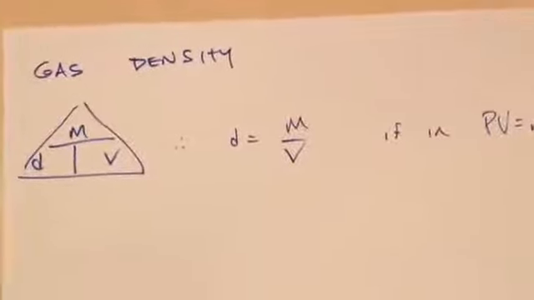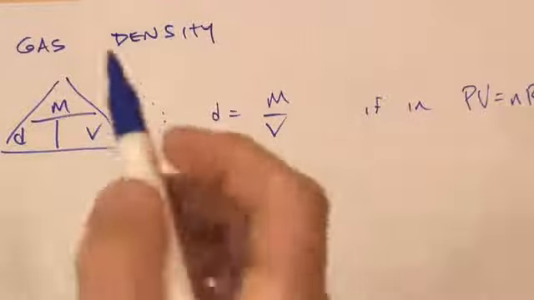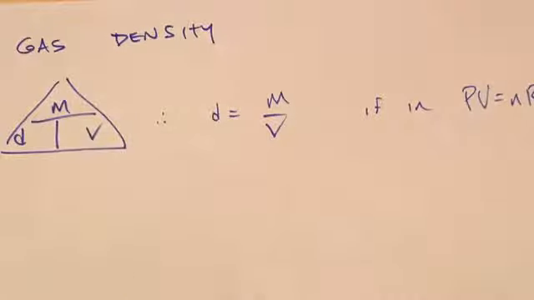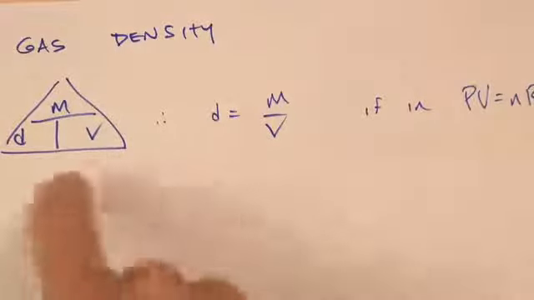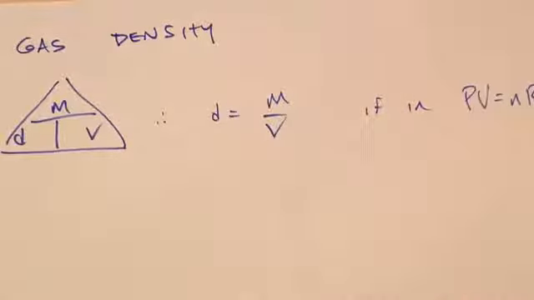Let's take a look at another miscellaneous idea in gases, and that's gas density. Remember from a long time ago that density is equal to mass divided by volume, and this is our density triangle. If we want to know density, cover up the D, and it equals M divided by V.